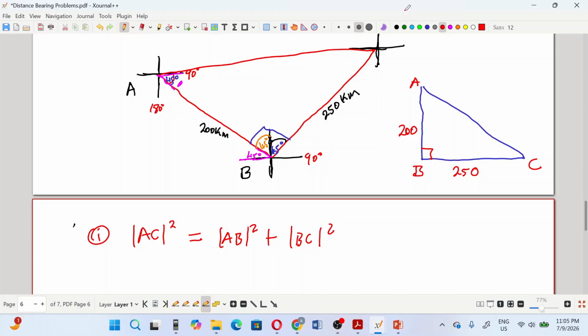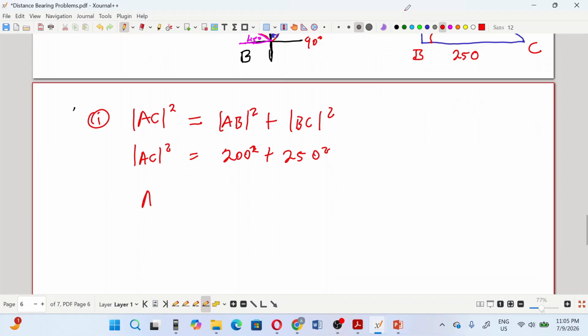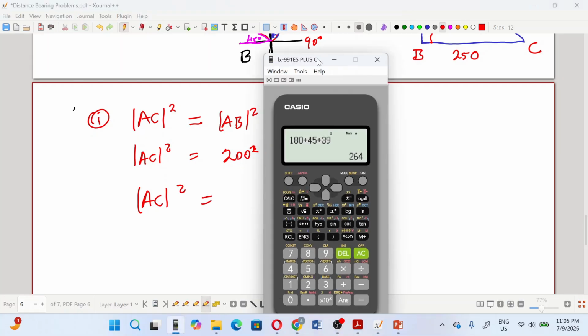So we can go ahead and say our AC squared is going to be AB, which is 200 squared, plus 250 squared, right? So now I'm going to say my AC squared is now going to be equal to what? Let's get our calculator here.